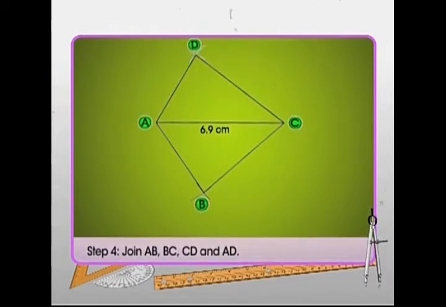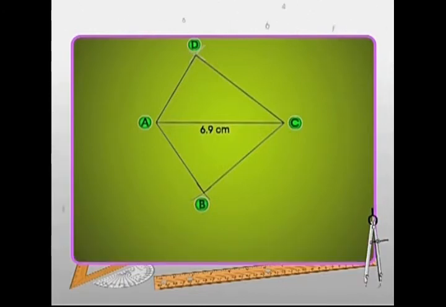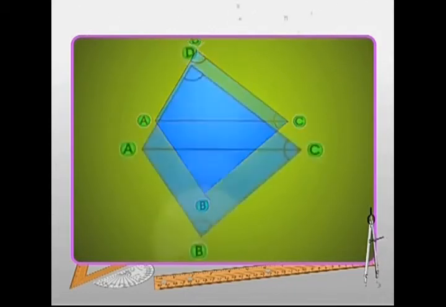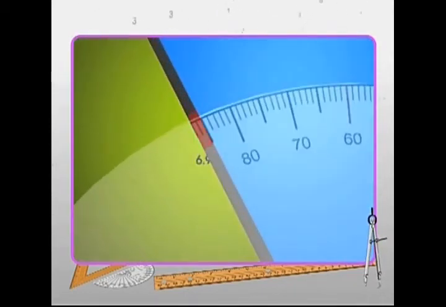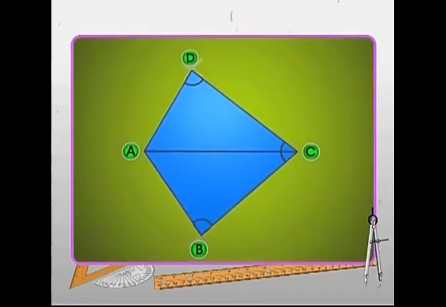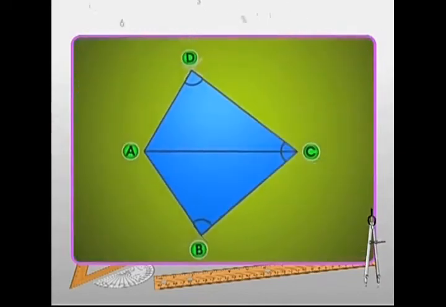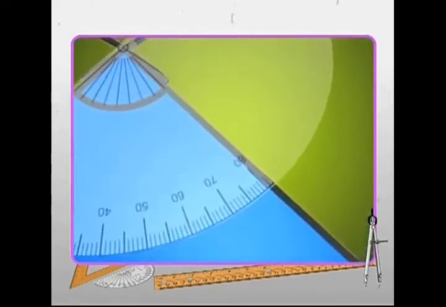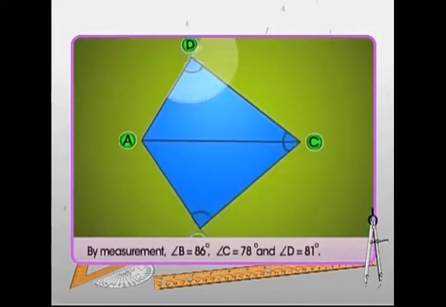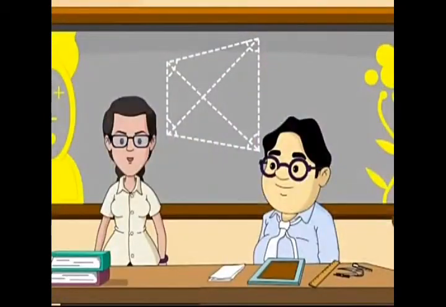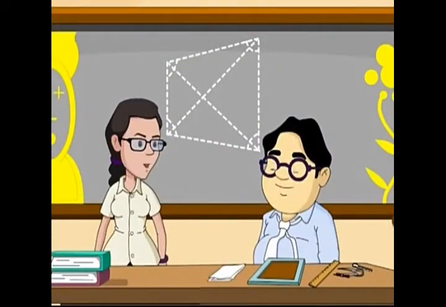What do you do now? Measure the angles B, C and D, of course. So let's get on to the protractor working. The protractor reading shows angle B to be 86 degrees, angle C to be 78 degrees and angle D to be 81 degrees. Now that was easy, wasn't it? Did you see how your photo frame is a quadrilateral, Snail?